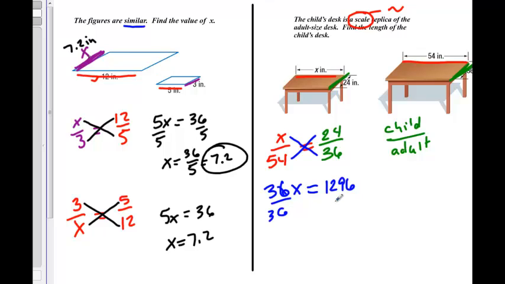Dividing by 36, 1296 divided by 36 is 36. So the child's desk is going to be 36 inches on this dimension here. Sweet. All right, so that's similar figures. That's pretty much what this unit is. We're going to get a little deeper into it, maybe a little tougher as we go, but that's it in a nutshell. Give these questions a shot.